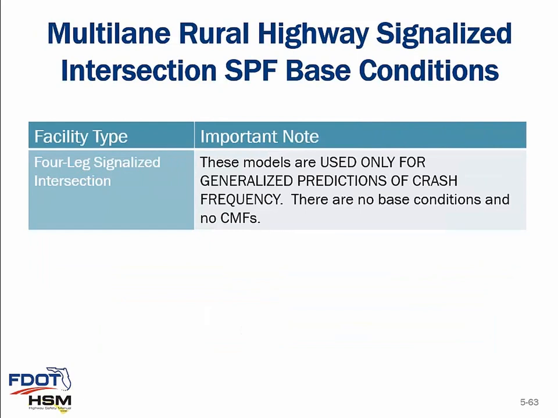For the four-leg signalized intersections, these can only be used for generalized predictions. There are no base conditions, there are no CMFs for the four-legged intersection, so we can only use this to do generalized predictions for crashes.